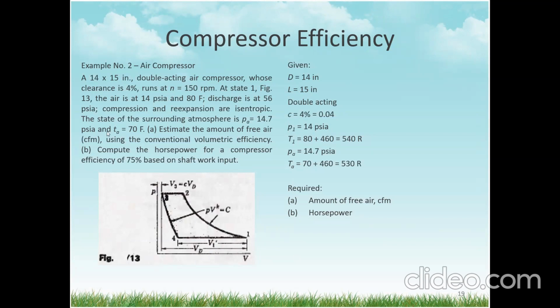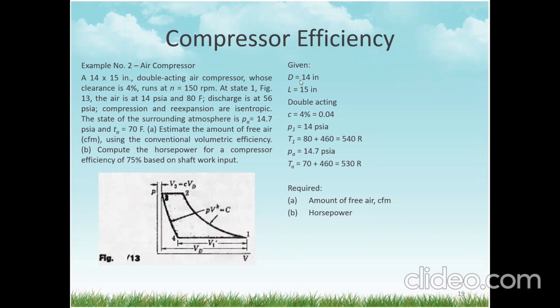The state of the surrounding atmosphere is PA is 14.7 PSI and TA is equal to 70 Fahrenheit. A, estimate the amount of free air in CFM using the conventional volumetric efficiency. B, compute the horsepower for a compressor efficiency of 75% based on work input.